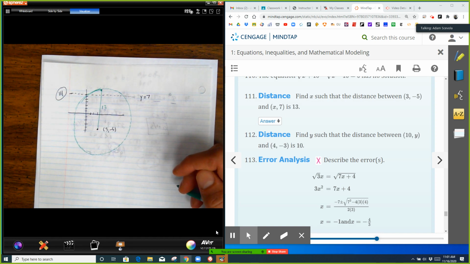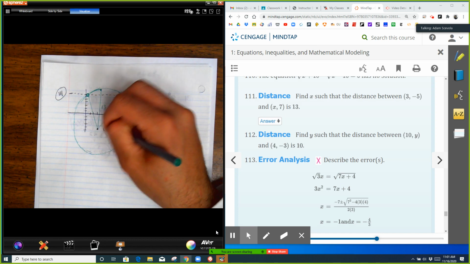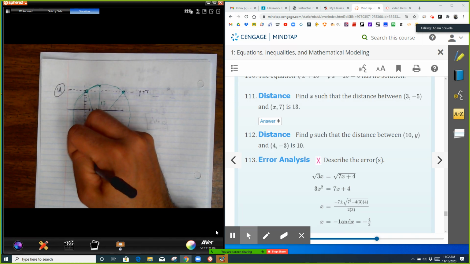Now, at this point, once you recognize this is like a circle equation problem, you could do it a lot of different ways. But you don't have to use a circle equation. I would just use the distance formula. The distance formula says that d, the distance between 2 points, is equal to the square root of the difference of the x coordinates squared plus the difference in the y coordinates squared. So d would be 13 in this case.